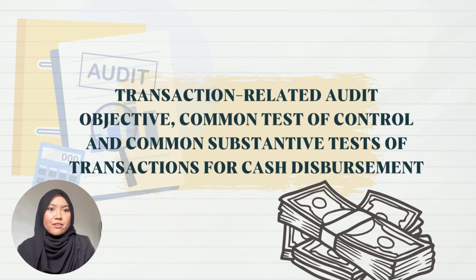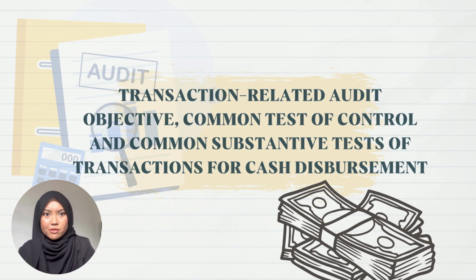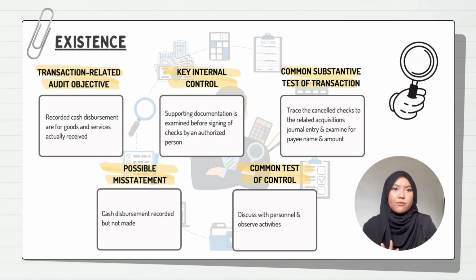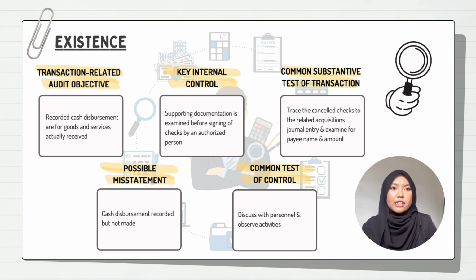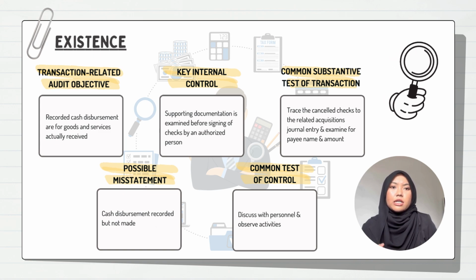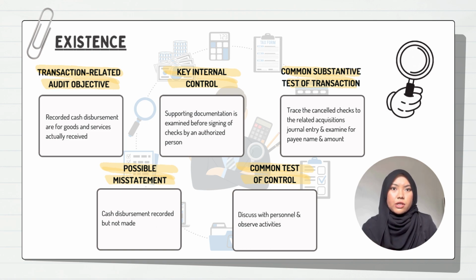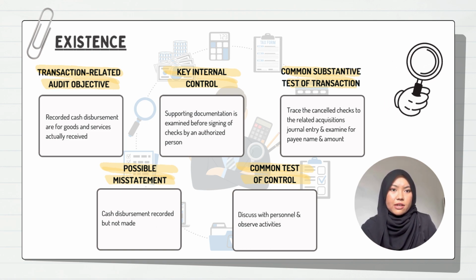My name is Nur Azlin binti Zulkarnain, and the next part I am going to discuss is about the transaction related audit objective, common test of control, and common substantive test of transaction for cash disbursement. So first thing first, there are 5 parts we need to identify. The first one is transaction related audit objective, the possible misstatement, key internal control, common test of control, and lastly, common substantive test of transaction.